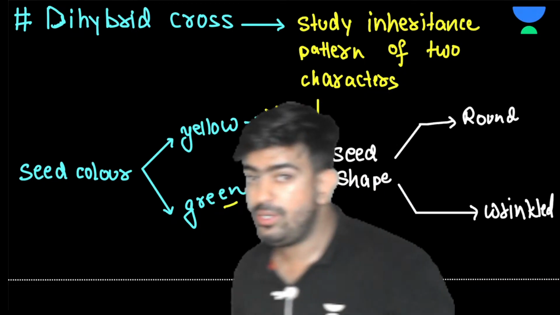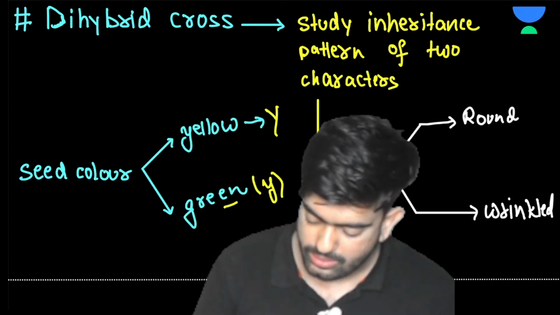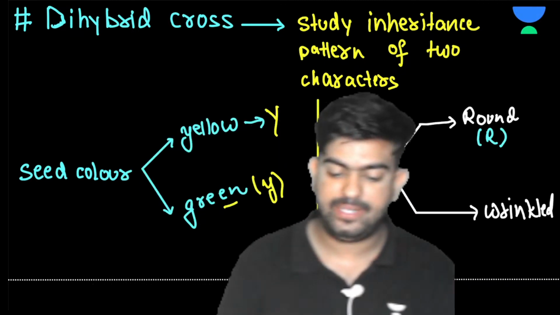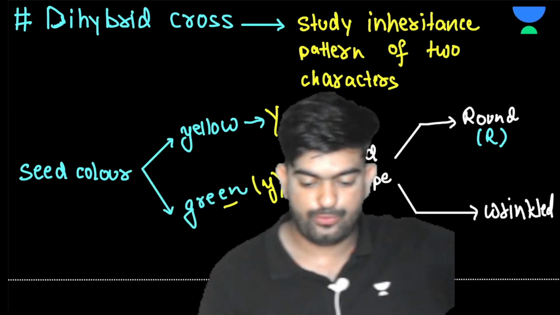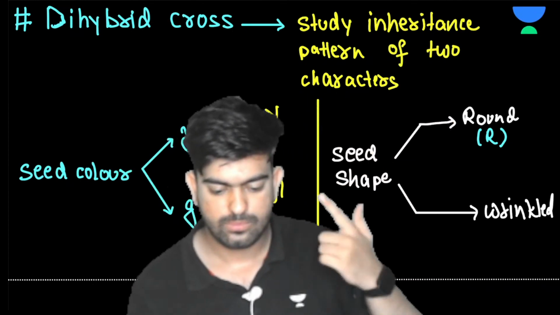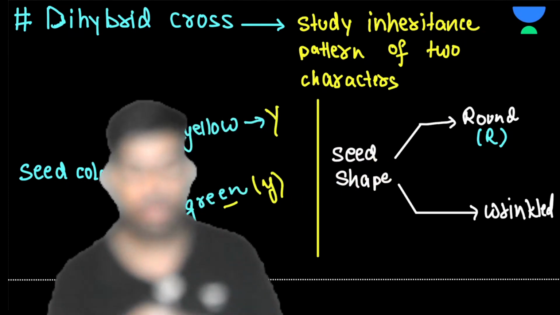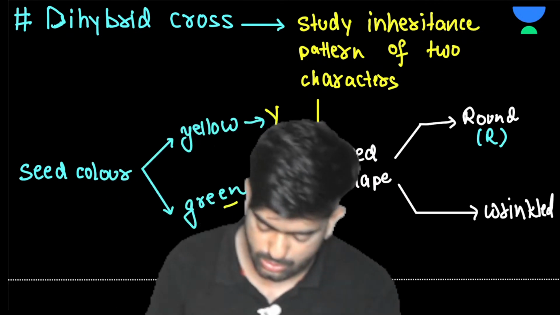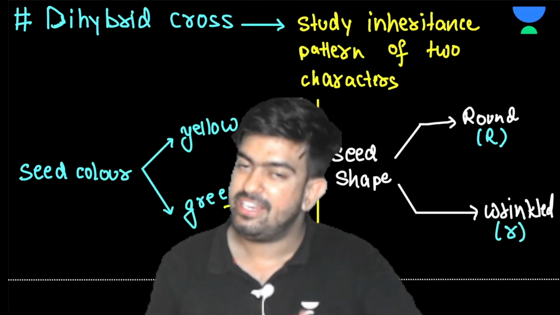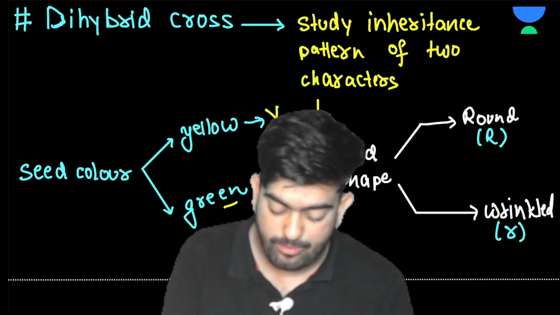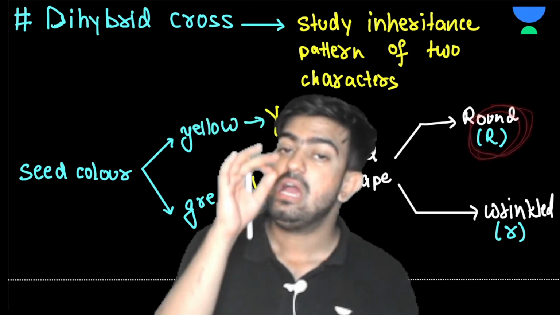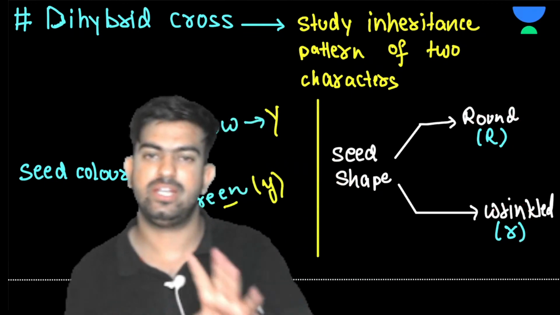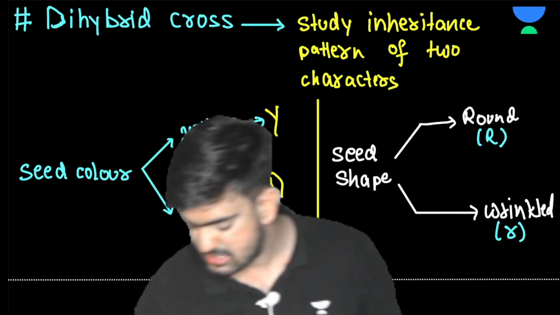For the round seed, we are going to use capital R. And for the wrinkled, what should we use? Should we use small r? Should we use small w? We are going to use small r, because recessive is small r. Whatever alphabet you use to denote the dominant character, the same alphabet in lower case is used to represent the recessive character. Okay, that's very good.